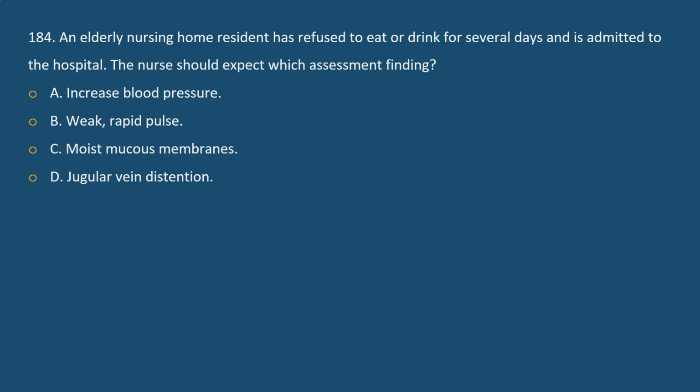Question 184. An elderly nursing home resident has refused to eat or drink for several days and is admitted to the hospital. The nurse should expect which assessment finding? A. Increased blood pressure. B. Weak, rapid pulse. C. Moist mucous membranes. D. Jugular vein distension.